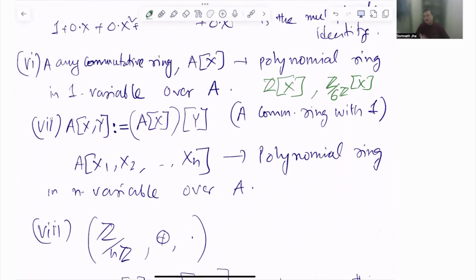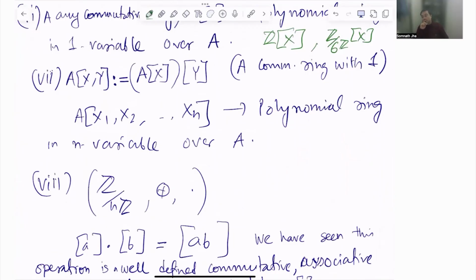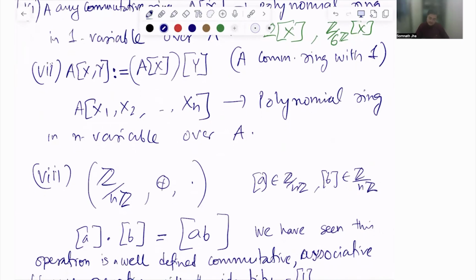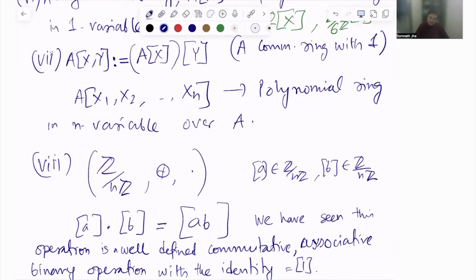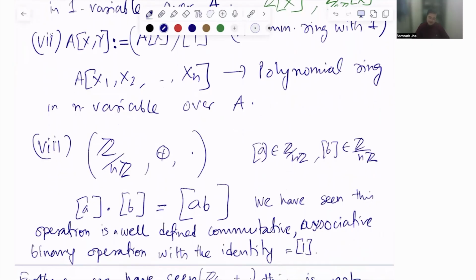Now let us see one more example. We had the cyclic group Z mod nZ with respect to addition. And now we can define another operation on it. So what is the operation? a dot b equals a times b, the class of a times the class of b. So a belongs to Z mod nZ and b belongs to Z mod nZ. Then you define a dot b, the multiplication of these, to be the equivalence class of ab with respect to this relation. So we have seen this is well-defined.